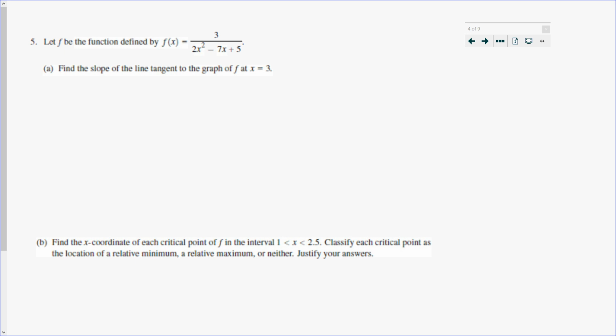Oh, look, tangent line. I love the phrase when they say tangent lines. Anyway, they just want us to find the slope, which is, of course, the derivative. And here they gave us this really ugly looking function. So let's go ahead and take that derivative, f prime.